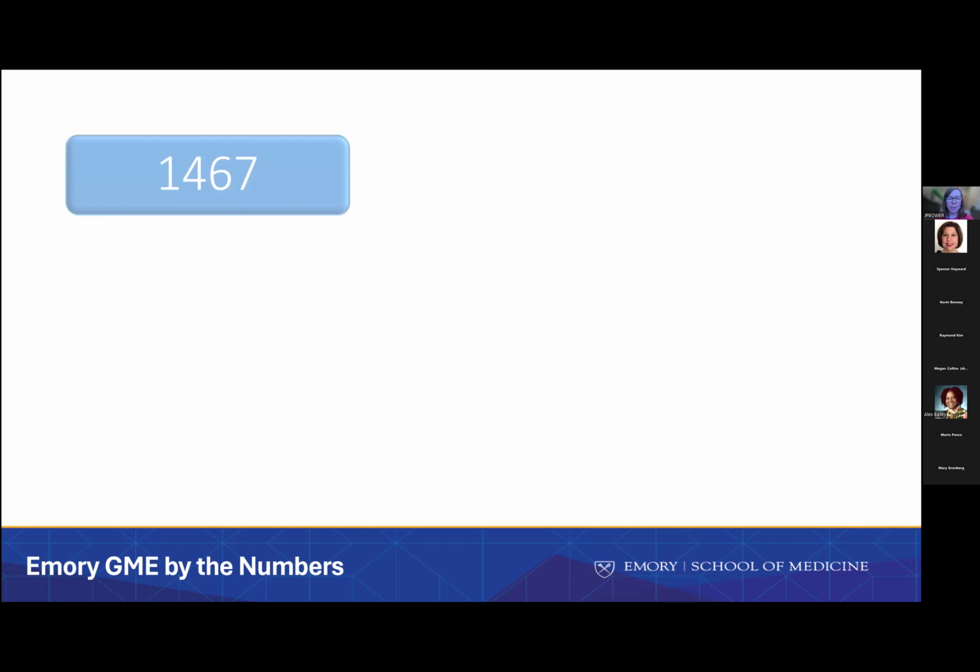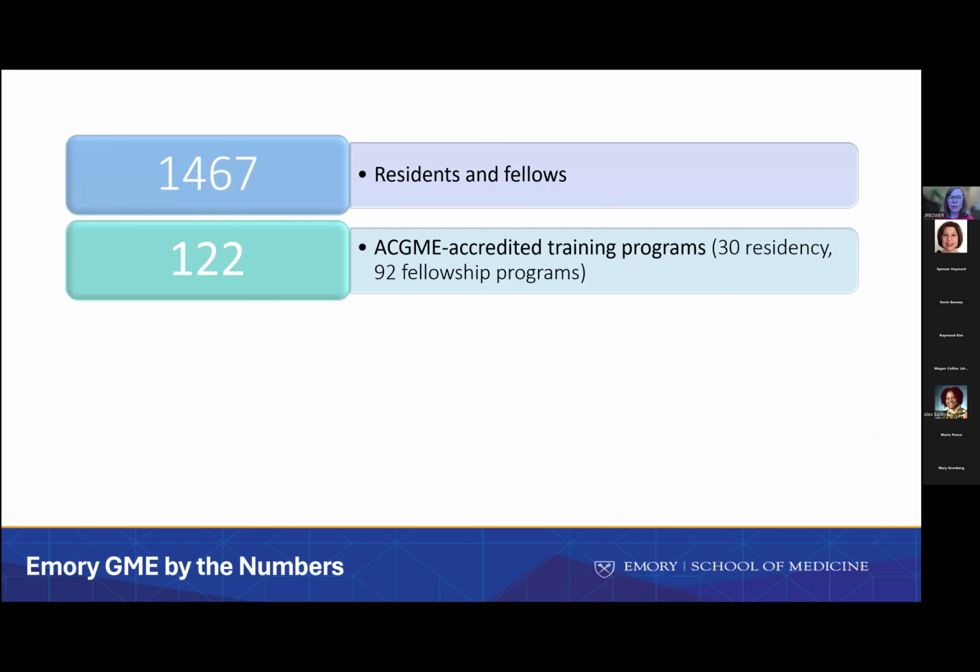So some about Emory GME by the numbers, 1,467. We always pick a day each year where we benchmark how many trainees we have across the institution. It varies by a few here and there because programs start and end at different times or people are leaving occasionally. But 1,467 is our total number of residents and fellows across the institution for this year. 122 is the number of ACGME accredited programs that we have. That's about 30 residencies and 92 fellowship programs. The 30 residencies, even though that number is smaller, just because of their size, like internal medicine, that's still the vast majority of our trainees are in our residency programs.